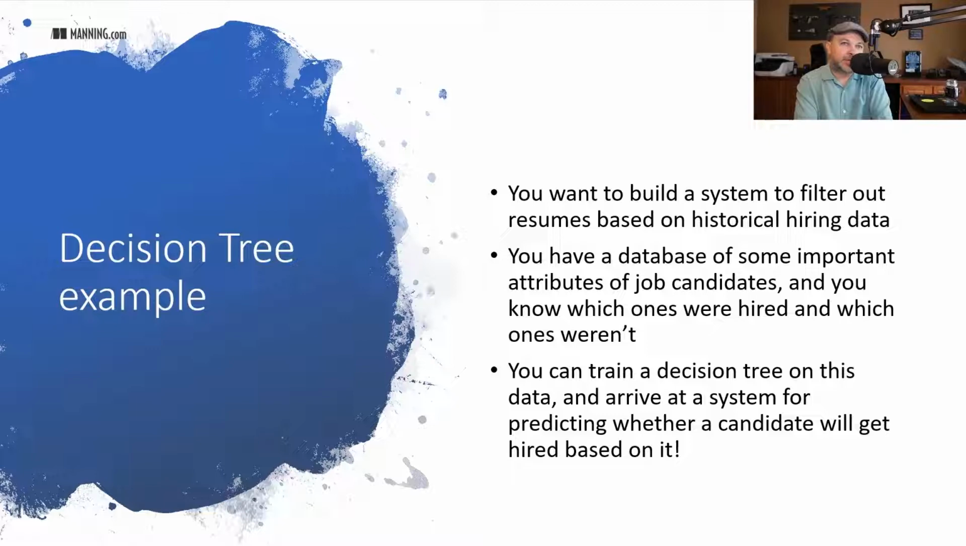Let's say you want to build a system to filter out resumes based on historical hiring data. This is kind of a scary example. It implies that you could actually decide whether or not somebody gets a job without a human being in the loop, which is obviously cause for concern.